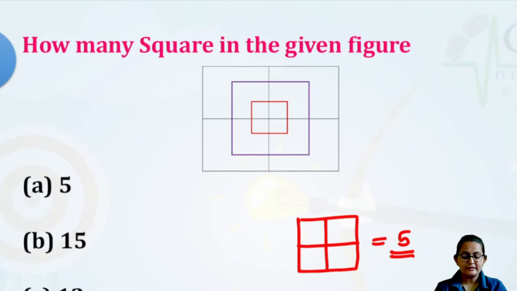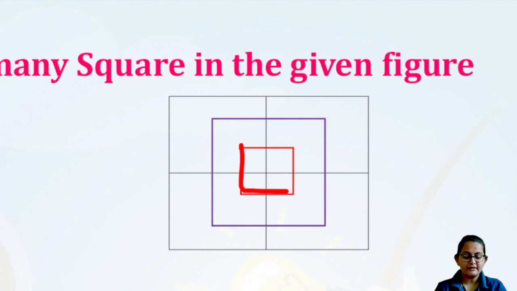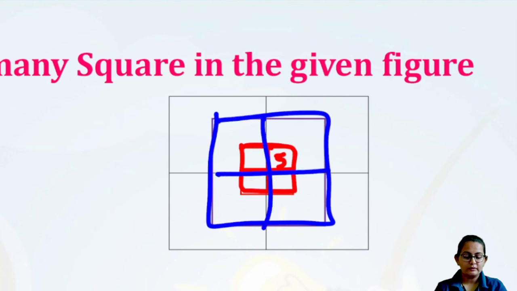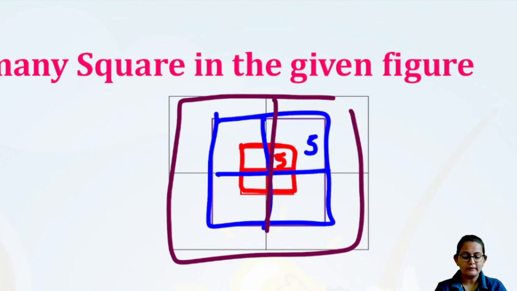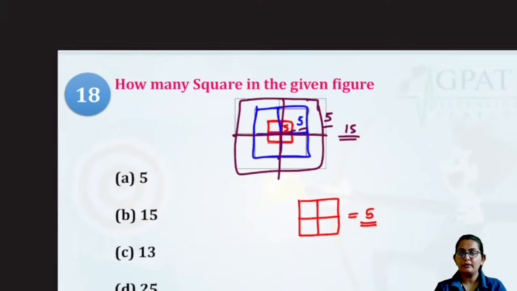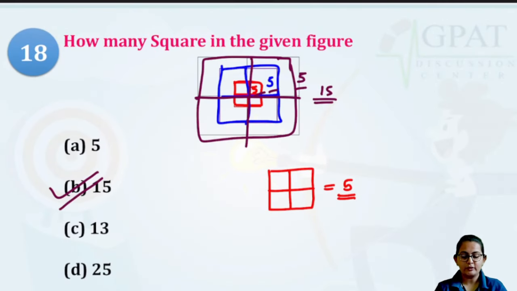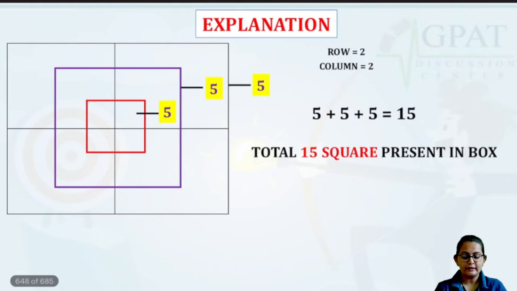So similarly, this image also shows the same thing. If I consider this, total 5 squares we are getting. If I consider the outer square also, total 5 squares we are getting here. And the outermost, this one, total 5 squares you are getting. So 5, 5, 5. That means a total of 15 squares you will be getting from this particular figure. Okay. So 15 is the correct answer.